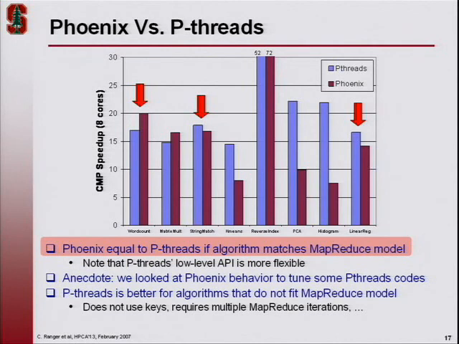So for some applications, we see that Phoenix performs comparably to Pthreads. And that's because these applications match the MapReduce model well. You notice that Phoenix actually performs a little better than Pthreads in some cases. And that's because we dynamically scheduled tasks in Phoenix, whereas we statically scheduled them in Pthreads. An interesting anecdote is when we were writing some of the code for Pthreads, we actually looked at the behavior of Phoenix to tune the code for our Pthreads.